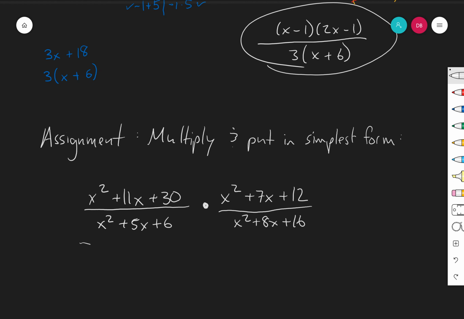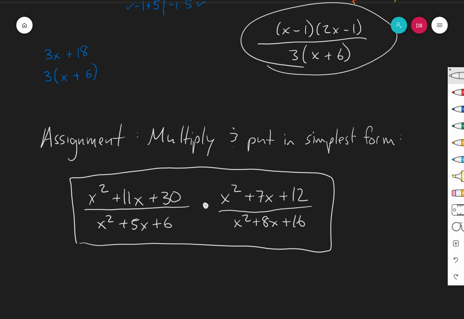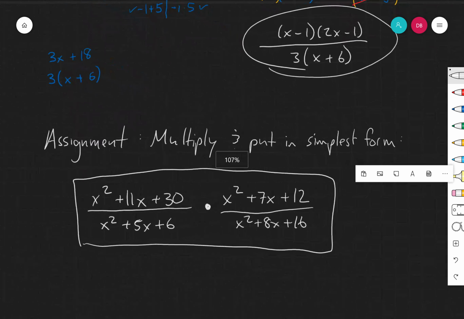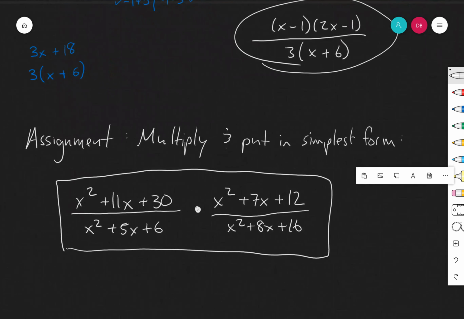So that's your problem. And I want you to follow the steps. Factor everything, multiply, cancel out what cancels out, and then put your answer in simplest form. Just do that and take a picture of your notes. You'll upload it. I'll put an assignment on Google Classroom, but that will be your assignment to do this one on your own. All trinomials. So yeah, that's your assignment for today.